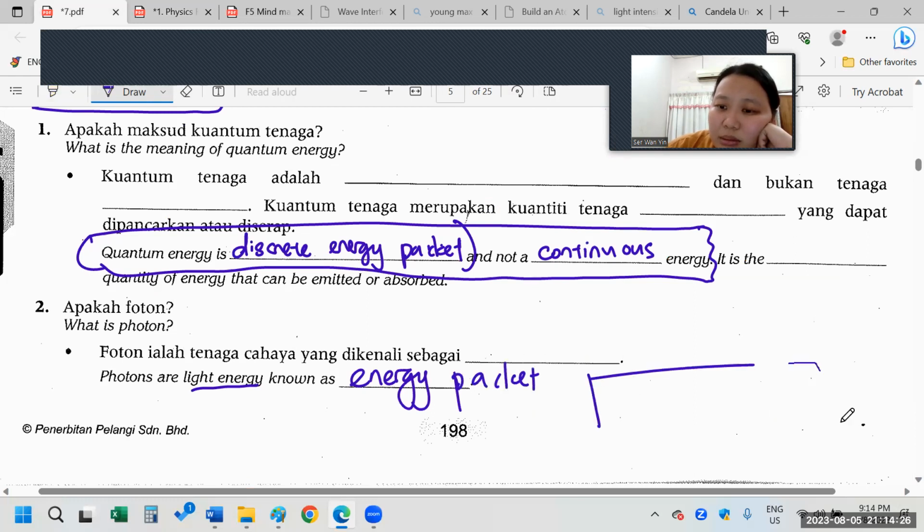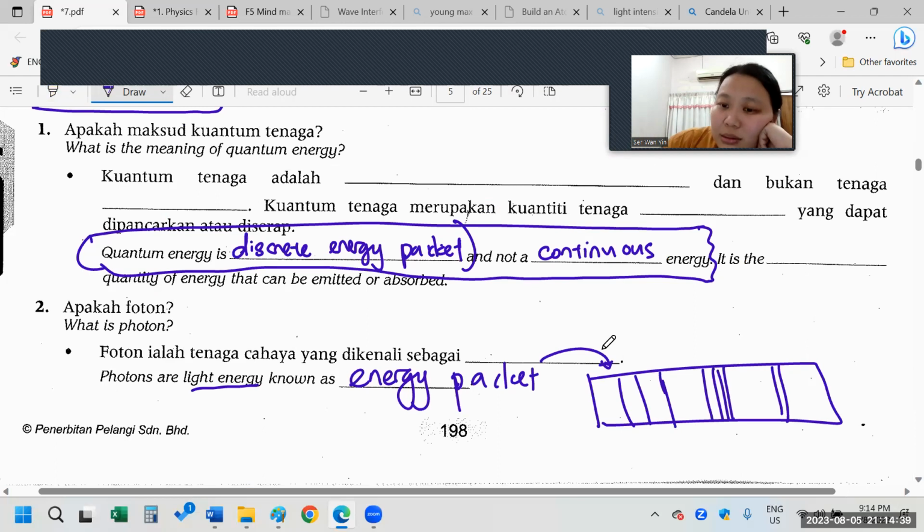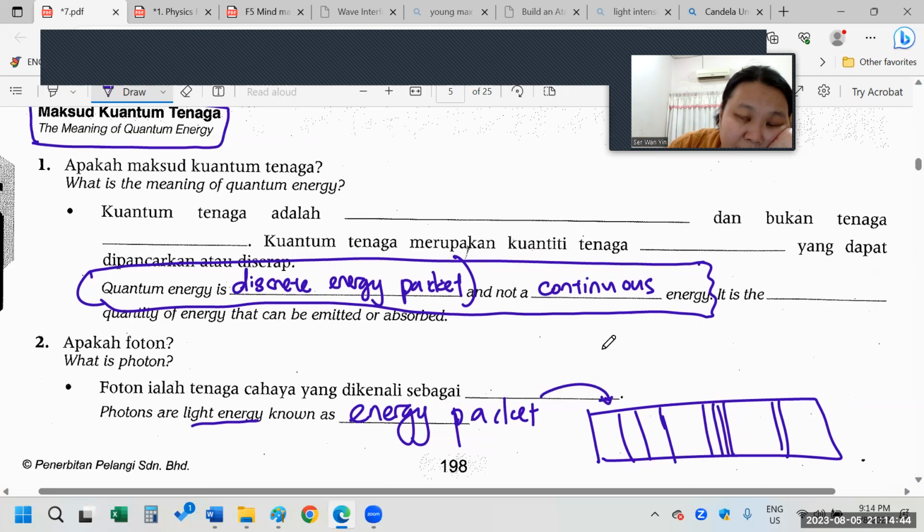Packet means you can see that we got so many lines here. Some lines very close, some lines very far. So this is called a packet, discrete energy packet. Okay, one minute. And I ask you, what is quantum energy? It is discrete energy packet. What is photon energy? It is light energy known as energy packet.